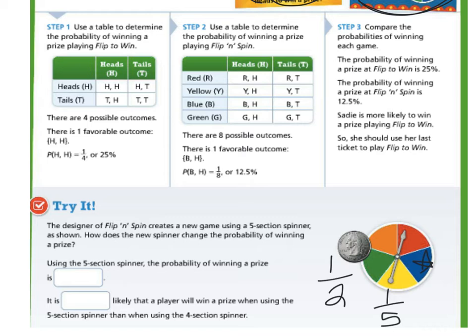So now as we look at how we can win a prize in this game, we need to put these 2 fractions together by multiplication. Using the 5-section spinner, the probability of winning a prize is now 1 out of 10, or just 10%. When you look back up at the top, the probability of winning a prize at flip and spin is only 12.5%. But that's greater than the 10% if we change that spinner. So in this case, it is less likely that a player will win a prize when using the 5-section spinner than when using the 4-section spinner. In other words, the more outcomes you have, the fewer chances you have of winning.